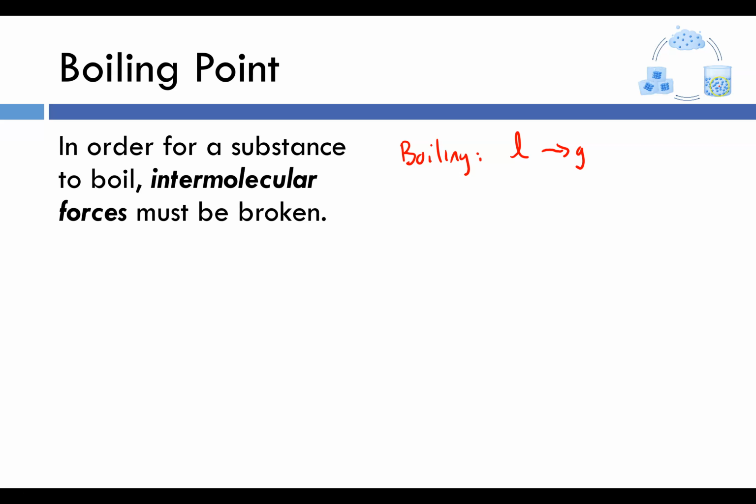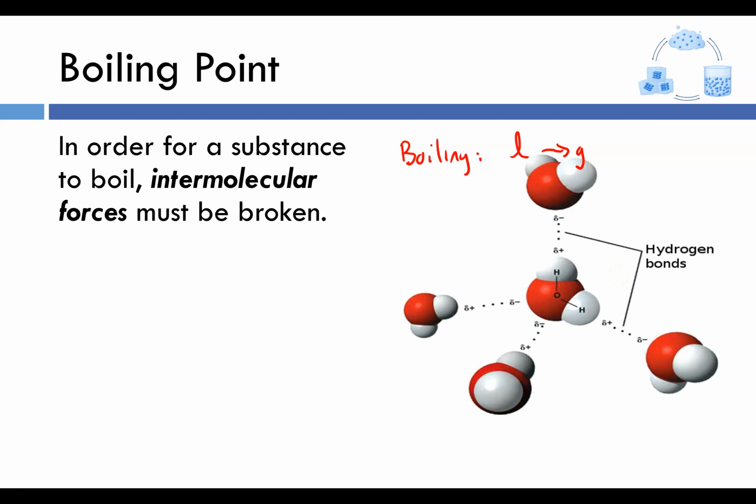You can actually look over here, again, at this little icon. You get even more space between the molecules. In order to pull that off, you've got to break intermolecular forces, so these attractive forces between molecules. So again, here we've got water. We know that water exhibits hydrogen bonds. And in order to get liquid water to turn into a gas, I've got to break these bonds so that the molecules are free to move away from one another.